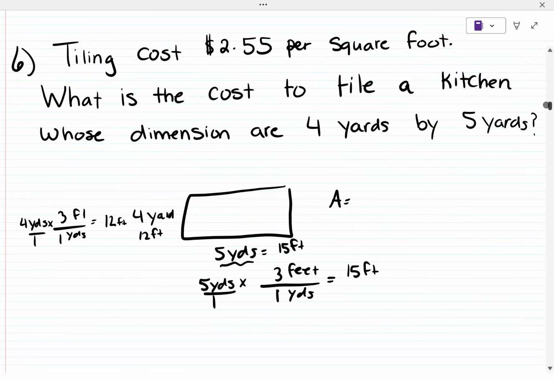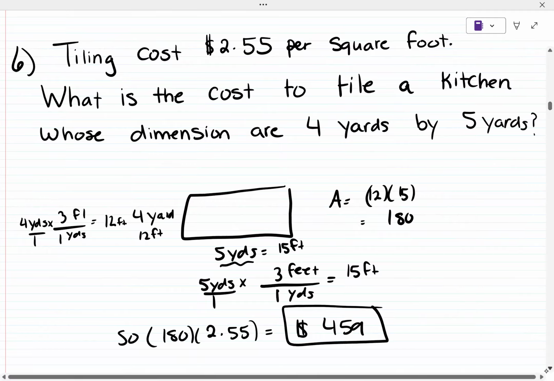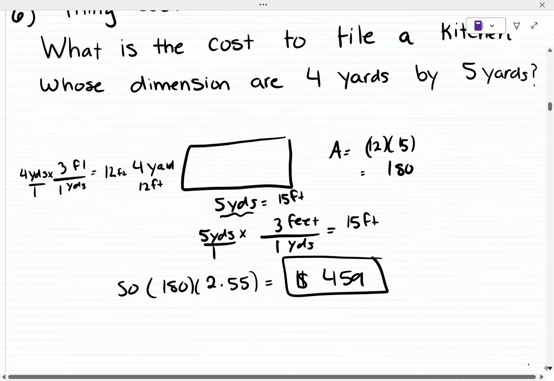So what we're going to do is find the area. So area is length times width. So it's 12 by 15. And 12 by 15 is 180. And then to find the total cost, we simply multiply 180 by 2.55. And what you get is $459 as your final answer. Okay, so yeah, that wasn't too bad.